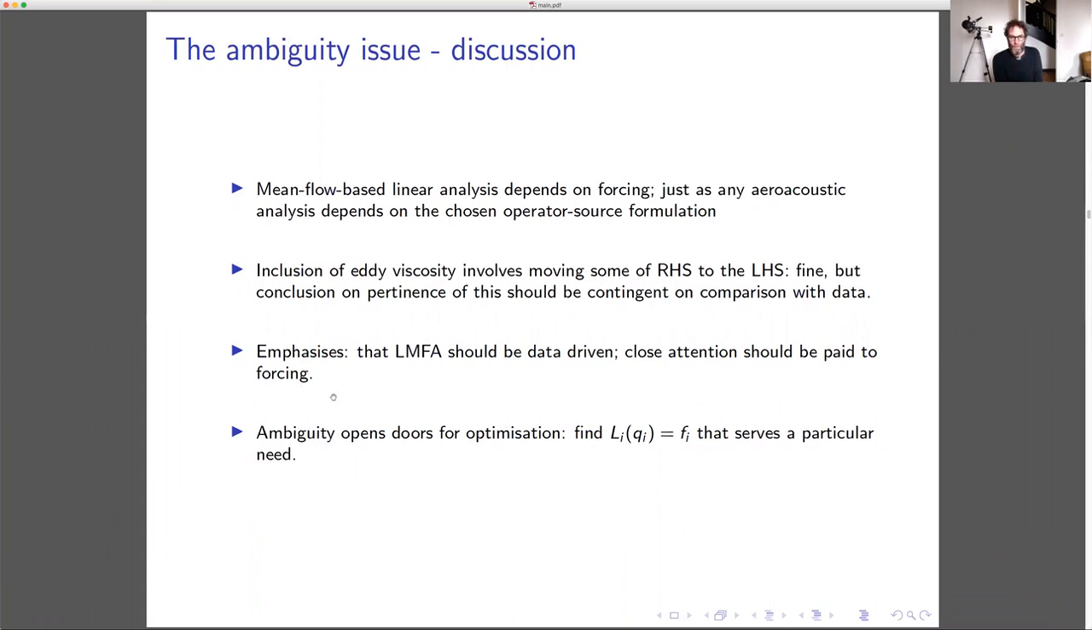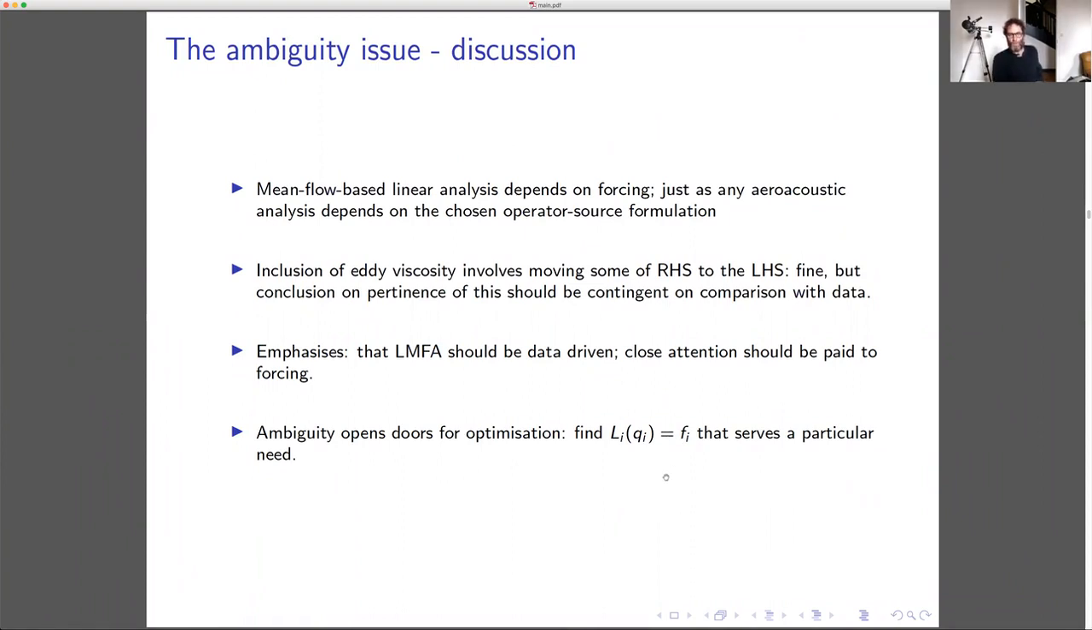This is something that's happening. More and more teams are looking at the forcing term in detail to see how it works and how it might be modeled. And then the final point is that this ambiguity opens the door for optimization, because you can think about posing an optimization problem in this way.